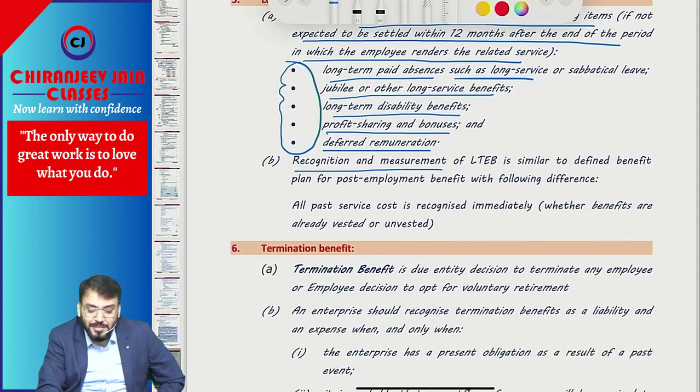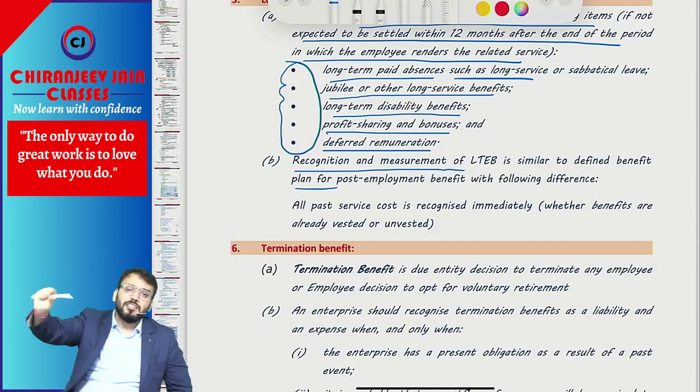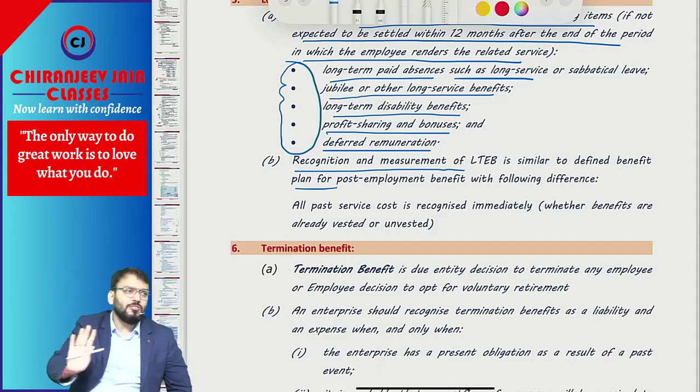Recognition and measurement is similar to defined benefit plan. Means whatever we have done for defined benefit plan will be applicable for this. Means current service cost, interest cost, present value of DBO, everything. Only one exception is there.